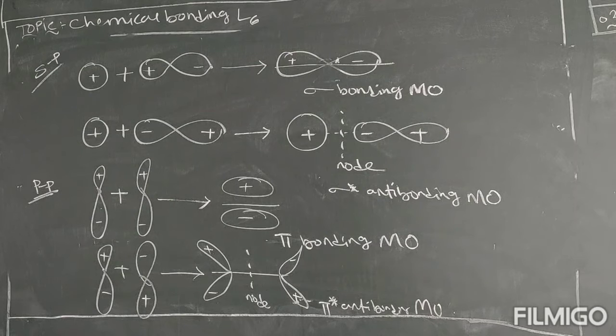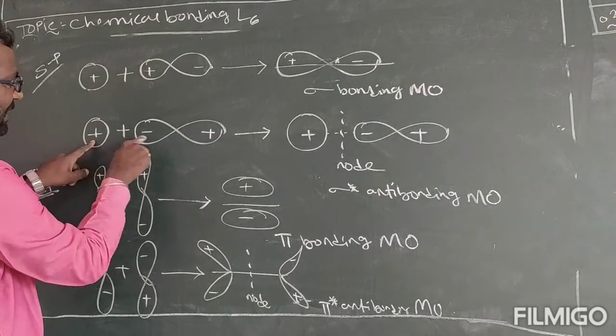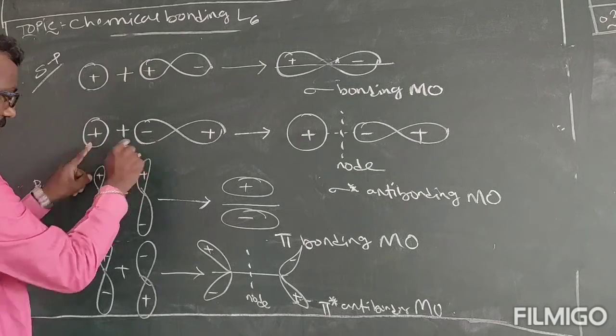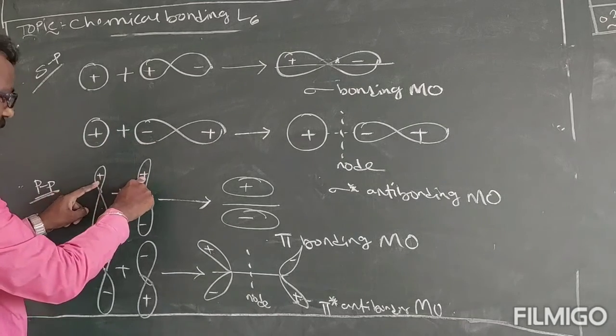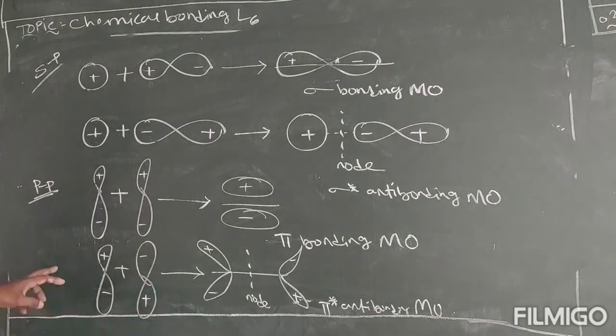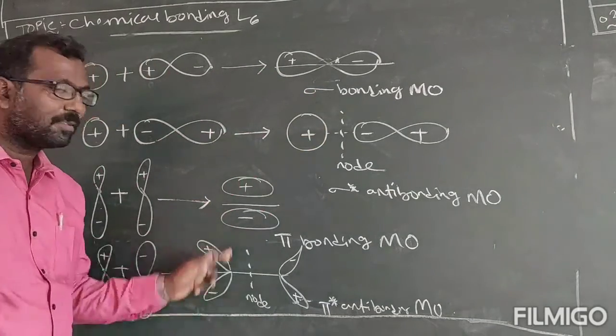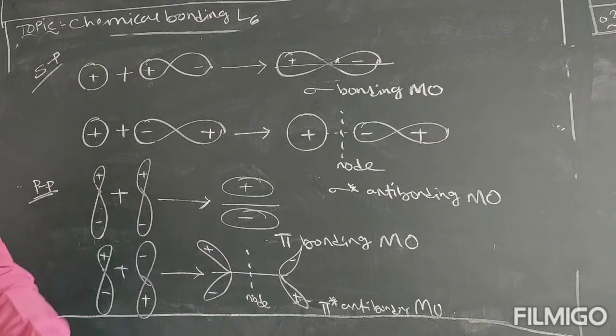In anti-bonding, what will happen? If it is plus on one side, it combines with the minus. You can see here both plus plus is bonding, but here plus and minus is anti-bonding. Here plus plus bonding, plus minus anti-bonding. And if it is through the internuclear axis, sigma; sideways, pi. That is the difference.